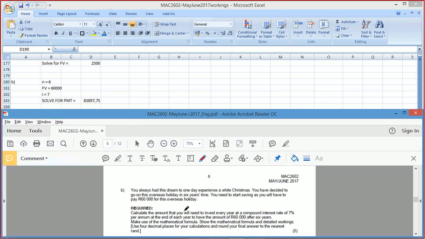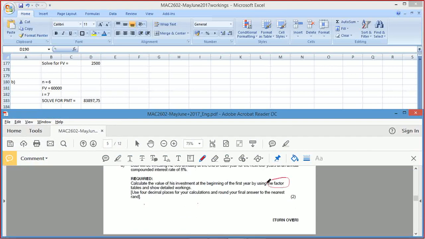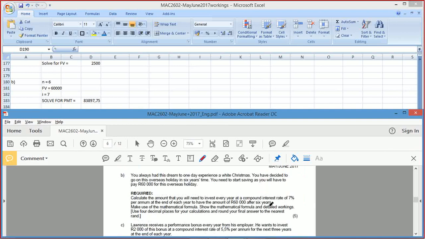Good, and that's it. Easy, eh? Yes. 10 marks for doing that. But just be careful, as I said, with this whole thing about factor tables. I don't know if they will still give you the 2 marks if you didn't use the factor tables, but you didn't actually have to, because it was 2,500 anyway as an answer.